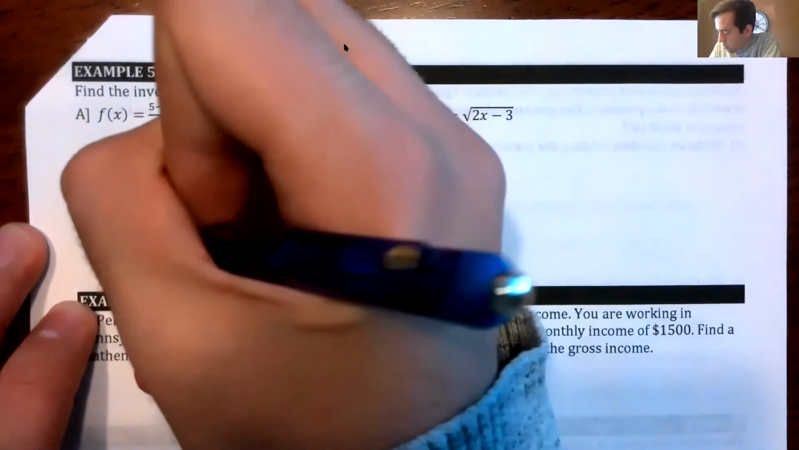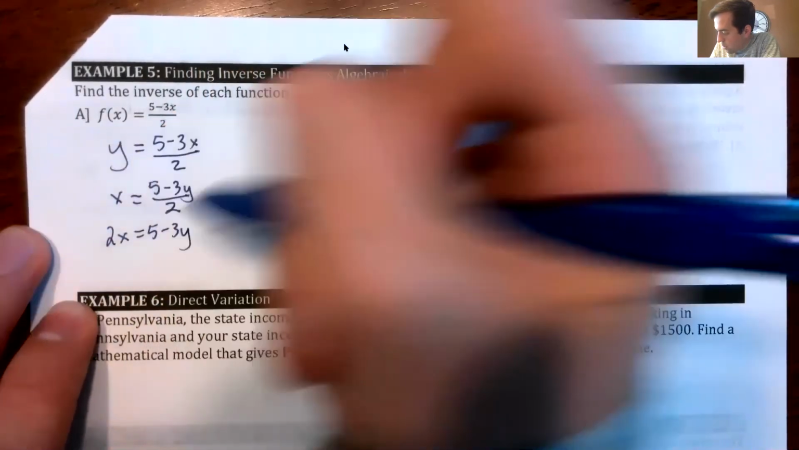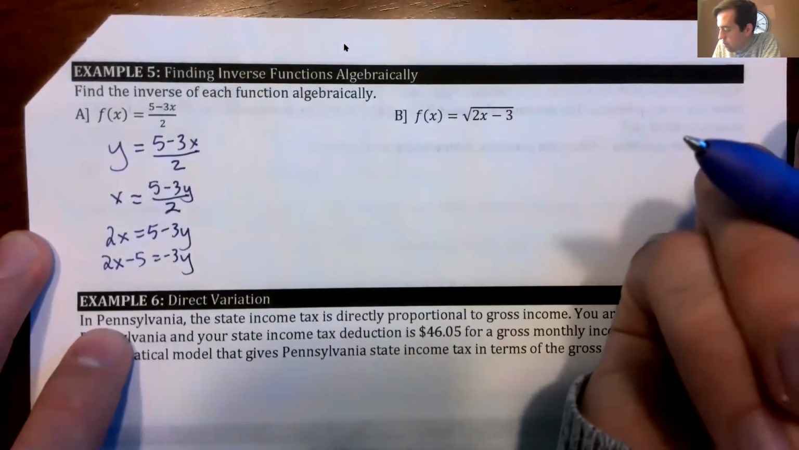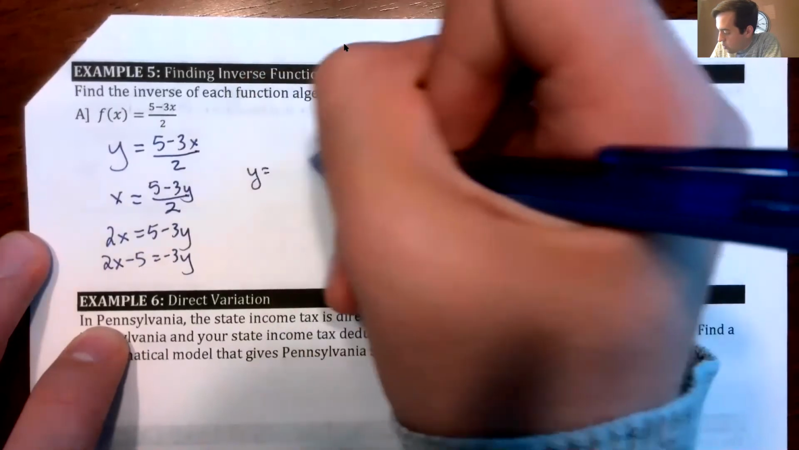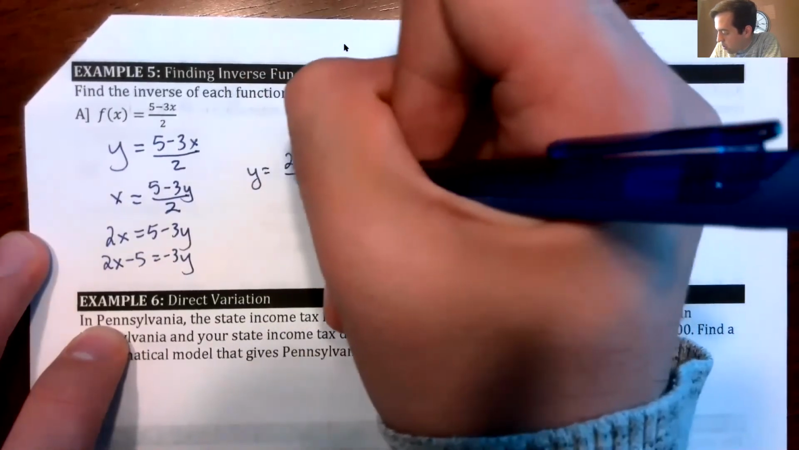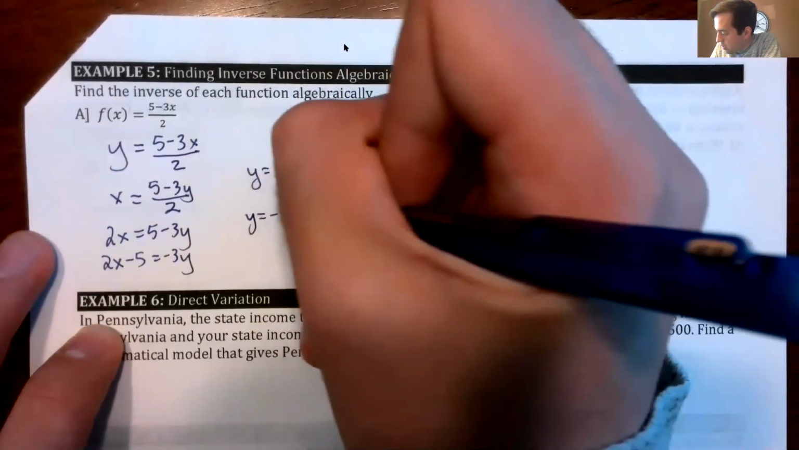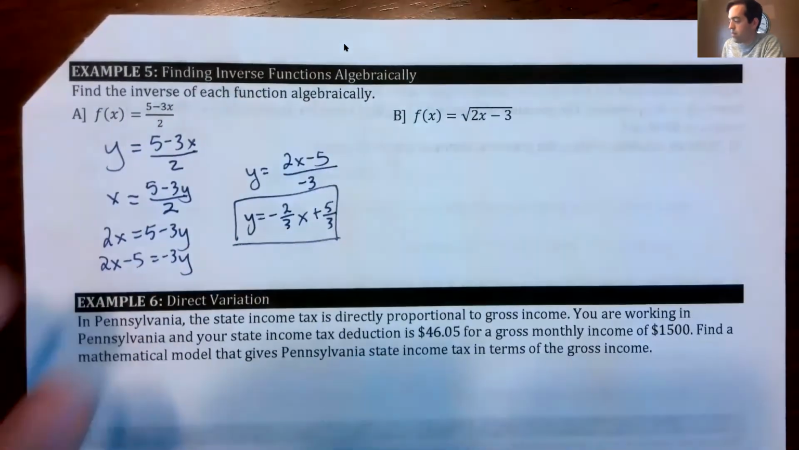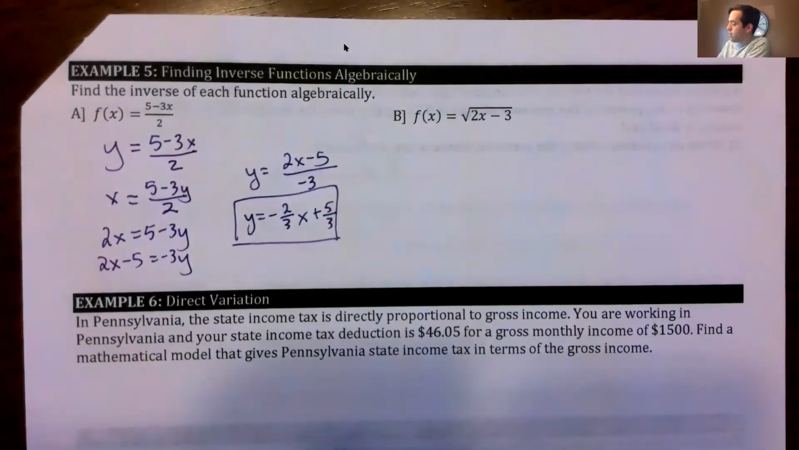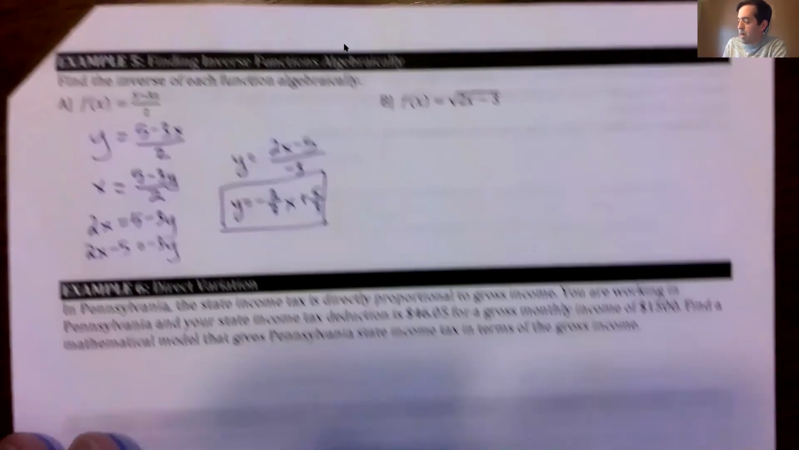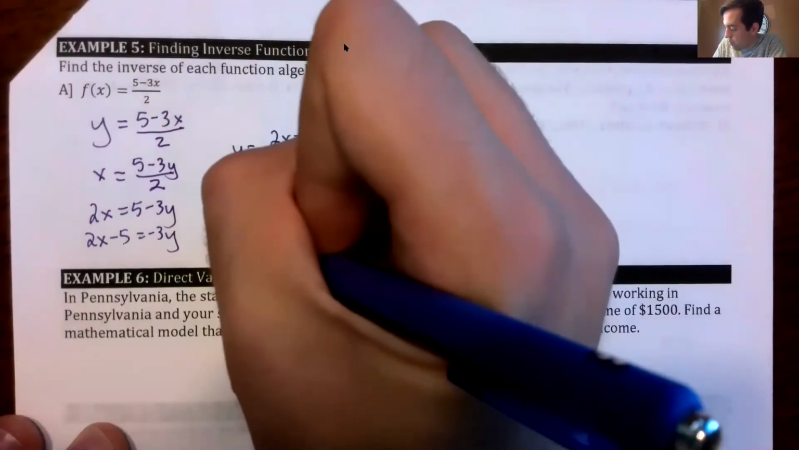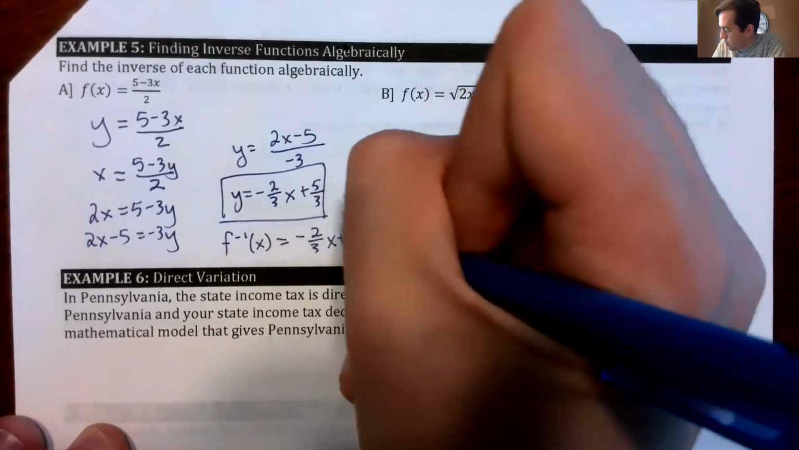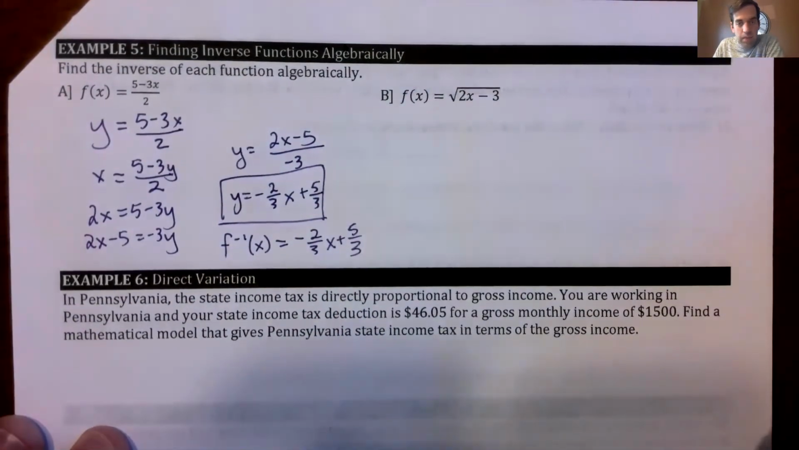So I'm going to multiply by 2, and subtract 5, and then divide by -3. So we end up with y equals (2x minus 5) all over -3, or you could write it as -2/3 x plus 5/3. I would also probably recommend that you write this in function inverse notation. So it looks like this, but that's the same thing. All right, let's check the other one.